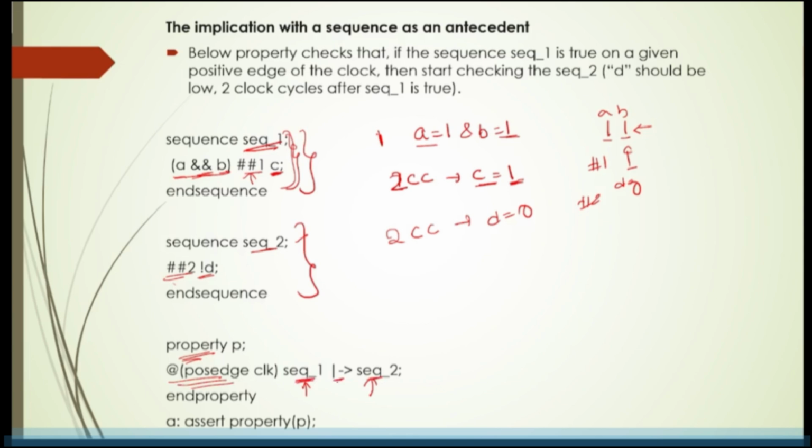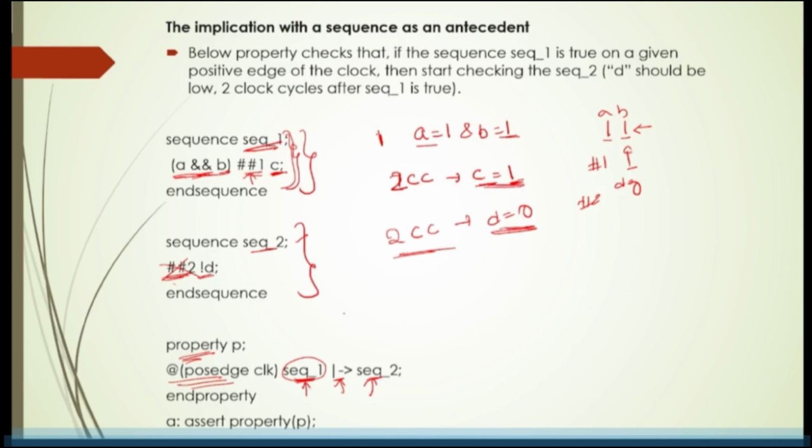Since this is the overlapped implication operator, what happens? As soon as sequence 1, that means A and B ##1 C, happens, then the next one is checked. Since I have given a delay of 2 time units here, after C is high, after 2 clock cycles, D will be 0. But if I didn't mention any delay, then as soon as C is high, in that same clock cycle, D will also be 0. So this is the implication operator.